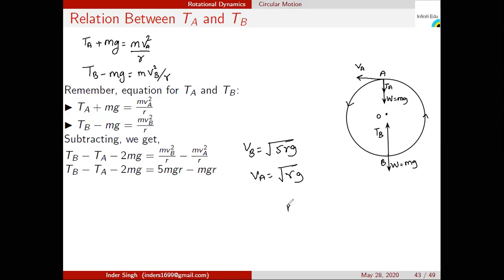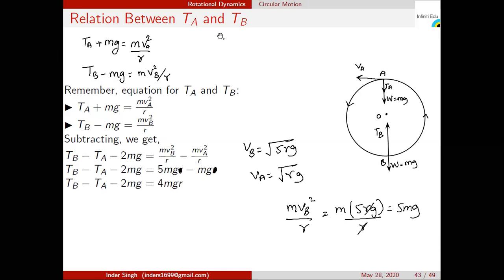If we say this is mvb square divided by r, this is nothing but m times 5rg divided by r. So r and r will get cancelled. This will be 5 mg. Okay, it should be 5 mg. The r factor will not be there. Also here the r factor will not be there. It will be mg. So what will this value be equal to? 5 minus 1, it will be 4. So that will be 4 mg, again r will not be there. And this 2 will come to this side, that will be plus. So this is 4 plus 2, which is 6. So this will be 6 mg.